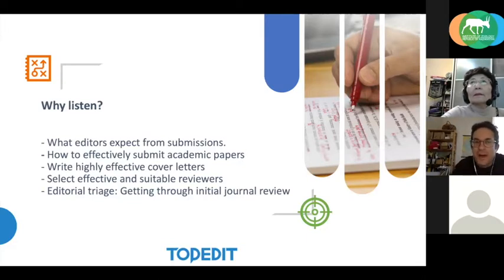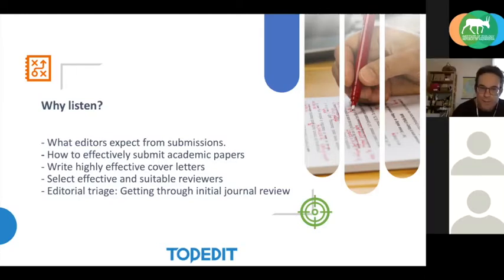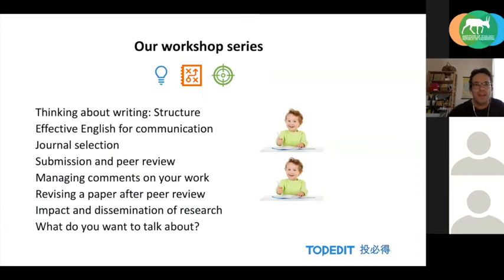We're going to talk about editors and what editors at international journals expect from article submissions. We're going to talk about how to effectively submit academic papers to journals. So that involves writing cover letters, it involves selecting effective peer reviewers, and it involves getting your papers through that initial selection phase of article processing that we call the editorial triage phase. So that's the plan. That's what we're going to talk about.